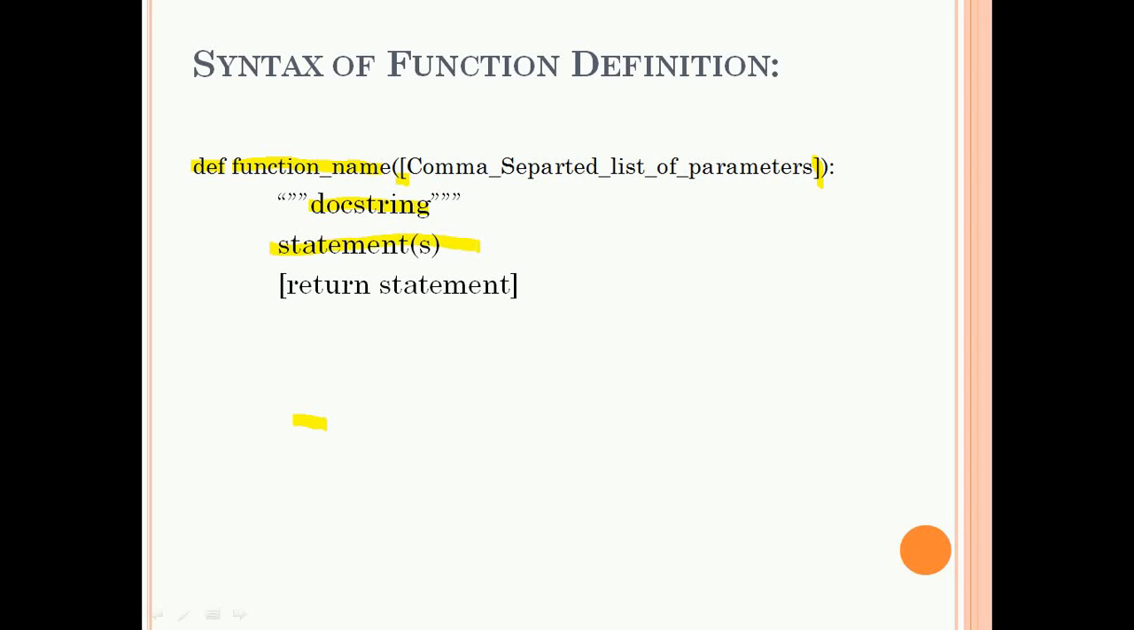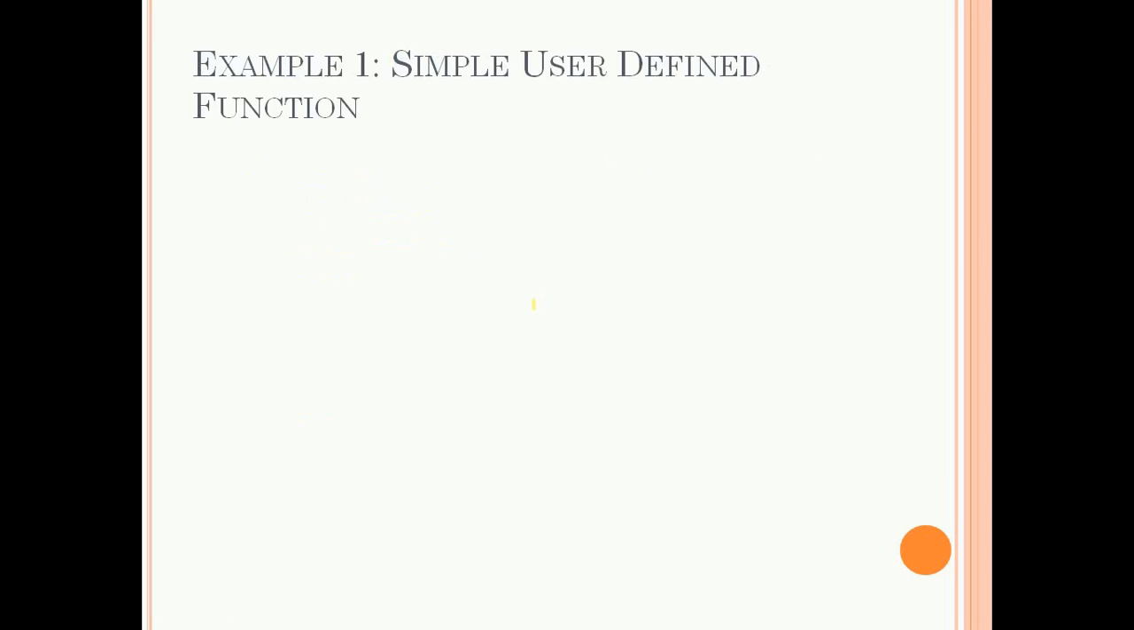Then the statements of the function, and within square brackets I have written the return statement. That means it is optional. You may return some value, you may not return any value. The return statement is optional. So this is the first example of a user defined function.